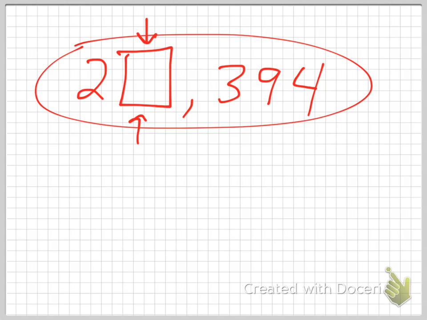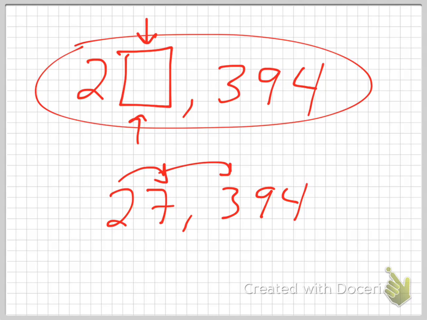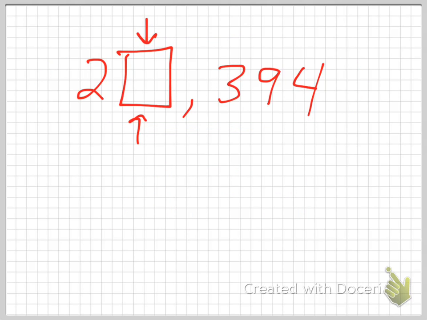Well, let's see. Here's the deal. What if it was 27,394? You see what I'm talking about? Does that make that thing divisible by 9? What is 2 plus 7? 9. What is 9 plus 3? 12. What is 12 plus 9? 21. 21 plus 4? 25. Is 25 divisible by 9? No. So then what number goes in here to make it divisible by 9?